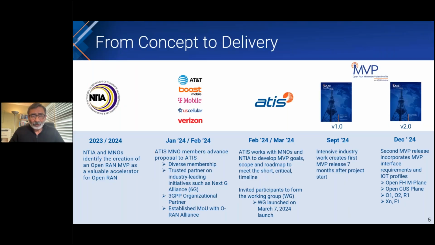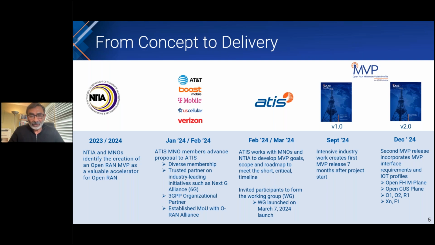Okay, so before we get into the actual MVP content, I wanted to give a little bit of insight into various milestones and how this MVP initiative came about. As Ian pointed out, there were some discussions between NTIA and the MNOs and other ecosystem vendors in late 2023. Although the standards had been maturing from an Open RAN perspective, they quickly realized that what was missing from a perspective of diversifying the supply chain was providing visibility into the MNO needs. And this MVP is an effort to provide that visibility to new entrants who could then develop Open RAN products targeted for the North American market.